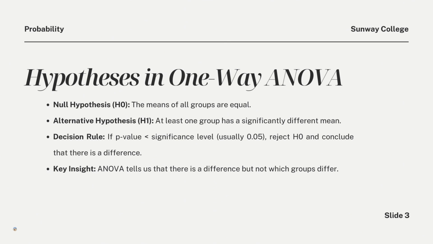If the p-value is less than our significance level, typically 0.05, we reject the null hypothesis and conclude that at least one group mean is significantly different. However, One-Way ANOVA doesn't tell us which group means are different, only that there's a difference somewhere.